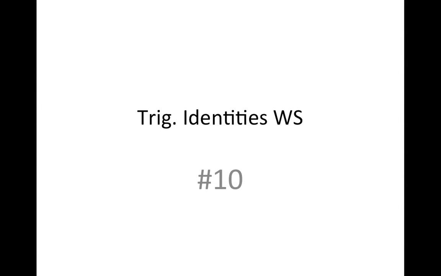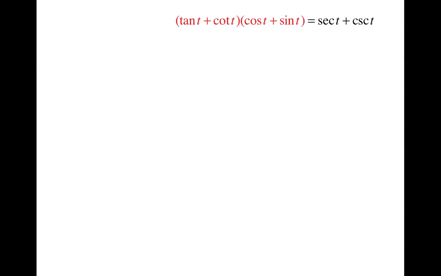There are three trig identities, which we will do videos to explain every step so you can review in your own time. The first is going to be number 10 from the trig identities worksheet. As you can see, the left-hand side of this equation is the more complicated side. I've highlighted it in red.